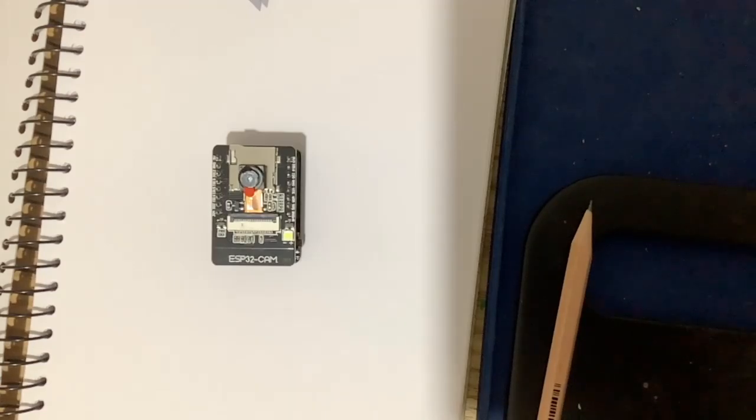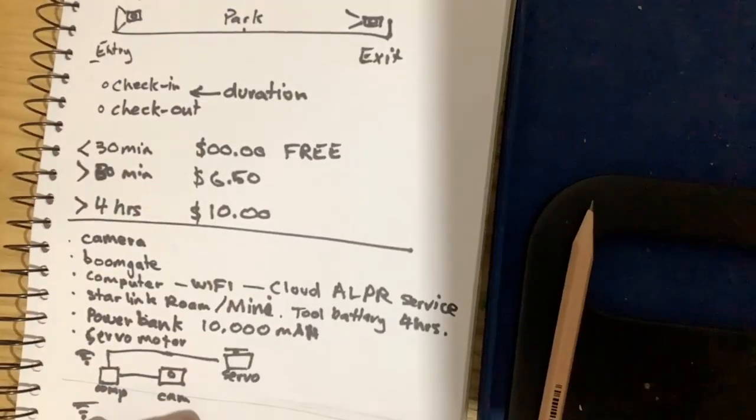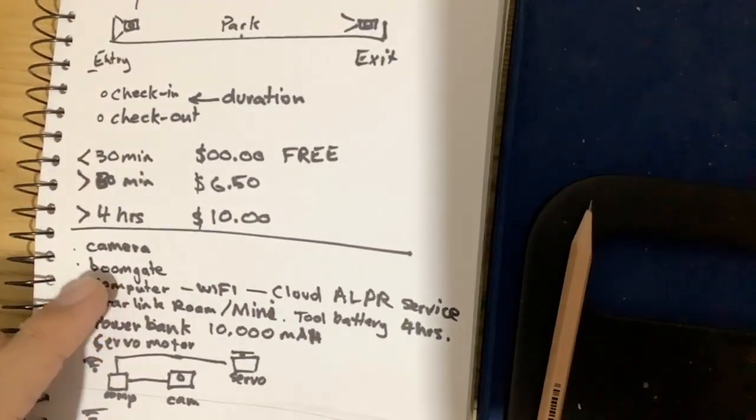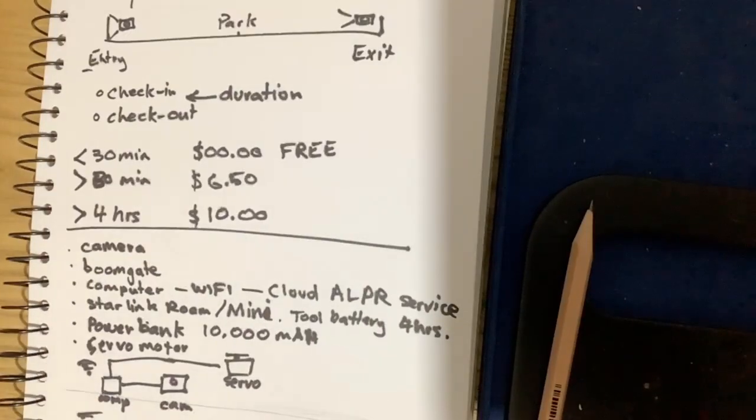What else have we got? So that's our computer and camera all in one. So that simplifies things. And the next thing we need is, what's our instructions say? We need a Boomgate, which we decided is a servo. So let's see if I can find a servo.